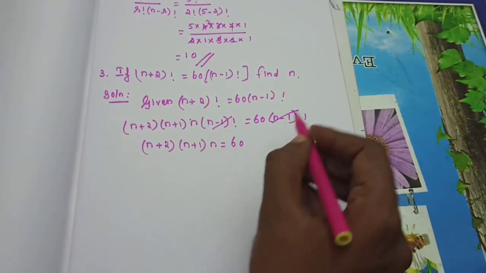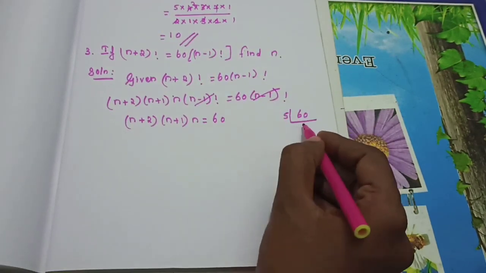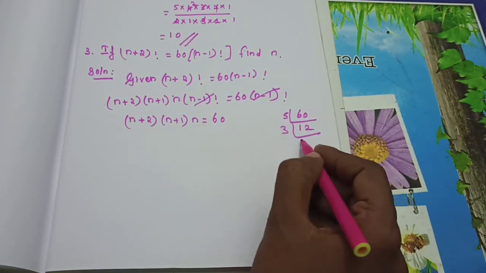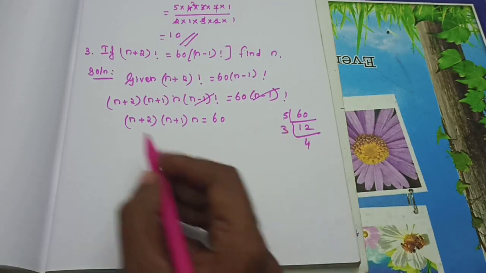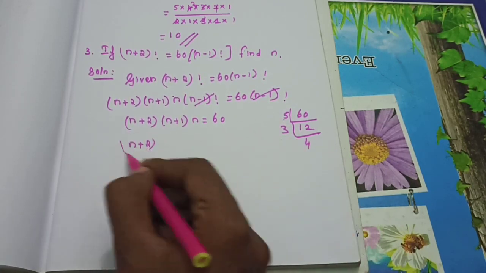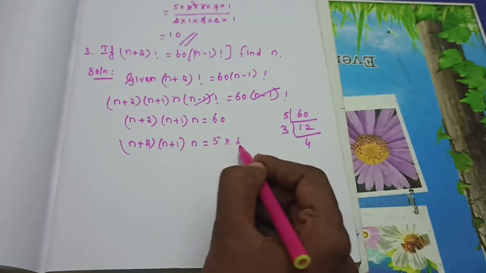So 60, how will you split the 60? 5 times if I am giving means what we will get? 12. Again shall I give for 3? 4. Yes. So I can split like this, that is 5 into 4 into 3. So (n+2)(n+1)n is equal to 5 into 4 into 3.